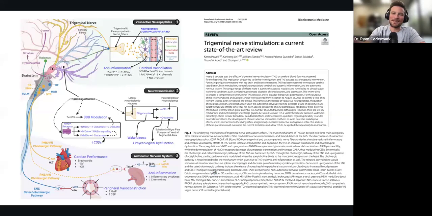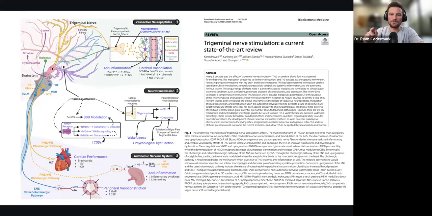So I saw this paper and it had this great picture, and you can read all about it. I'll make sure I share these slides. But within this paper, this picture showed that there are three mechanisms of transcutaneous trigeminal nerve stimulation. There are three main categories.